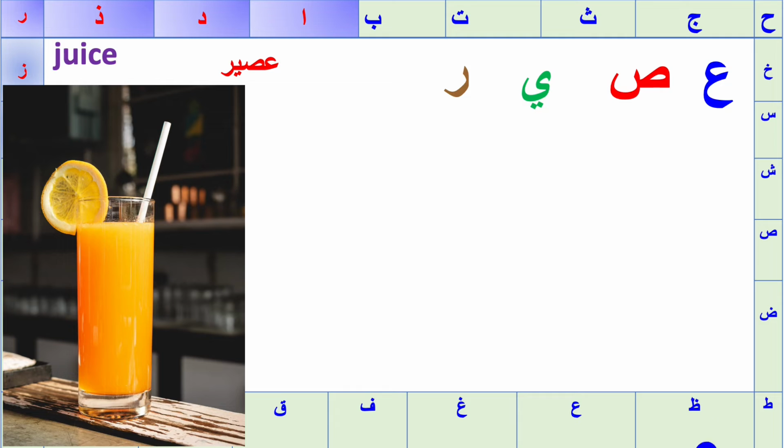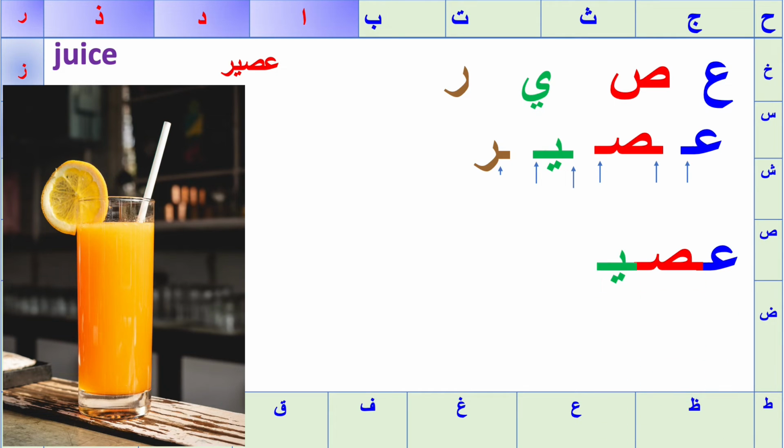Asir. Start with the Ain, then the medial shape for the Saad, extending at both ends. Then Ya, also extending at both ends. Then finally Ra. Asir. The final written form, these letters will connect to one another, starting with Ain, Saad, Ya, and Ra. Asir.